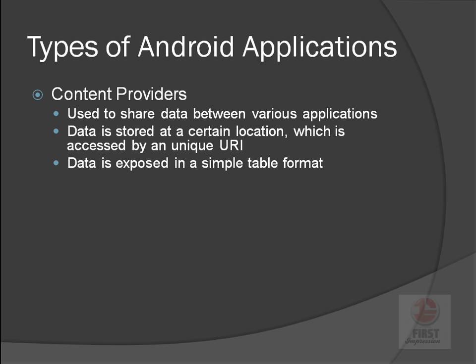Data is exposed in a simple table format. I hope all of you have used Excel sheets. In Excel sheets, you have a table format where you have rows and columns. Similarly, data is also arranged in the form of rows and columns. At that URI, you just have to pick that data and use that data. For example, you can have a contacts provider, an SMS provider, etc. All these are types of content providers that you get with your Android device.